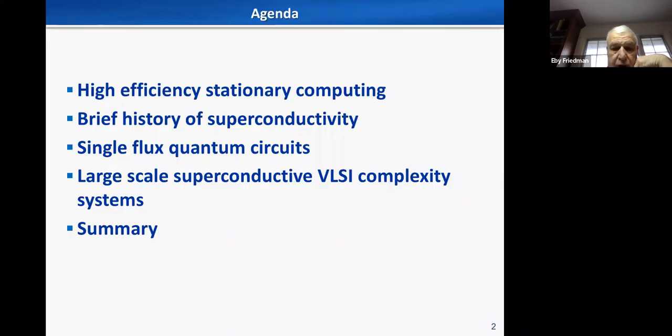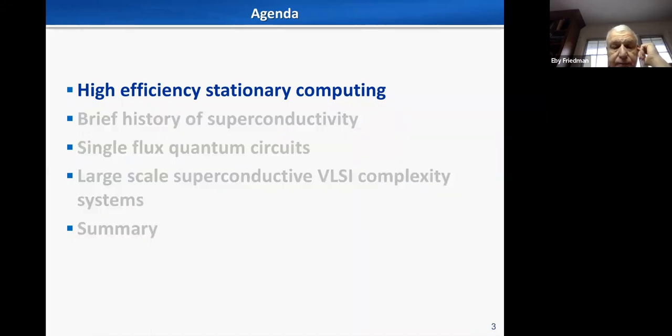Okay. So I'm going to quickly go over the basic application space, which is basically cloud computing. The important keyword here is stationary. Just because I think it's important to give credit where it's due, I want to give a brief history of superconductivity as a field, and then I'll get into the topic of SFQ and what it looks like. SFQ is the acronym for single flux quantum. Then the heart of the talk will be this topic of large-scale superconductive very large scale integration complexity systems, and then I'll summarize.